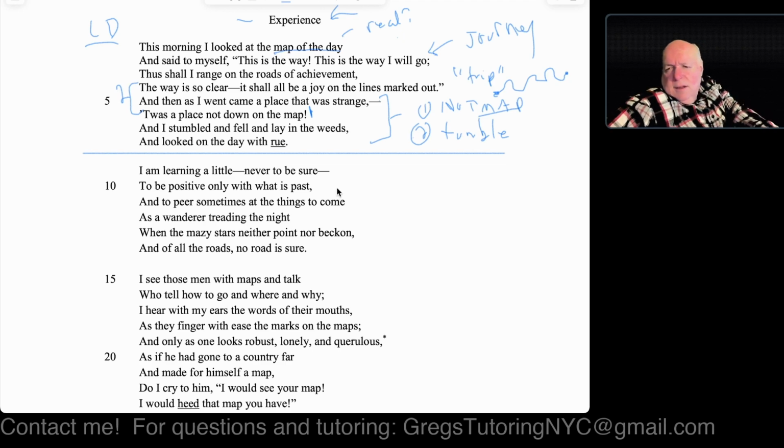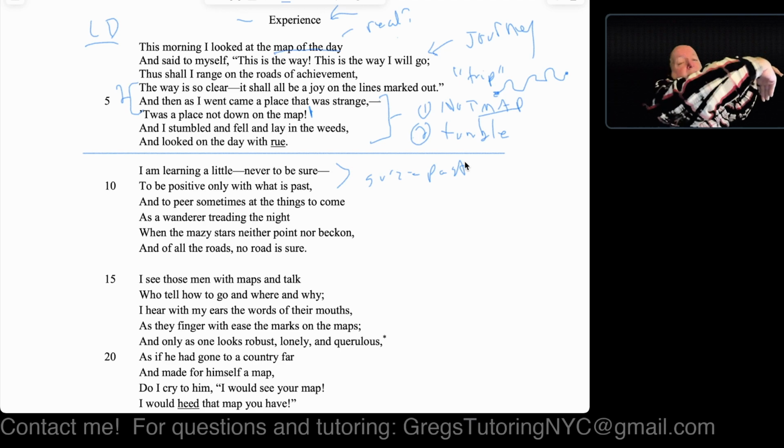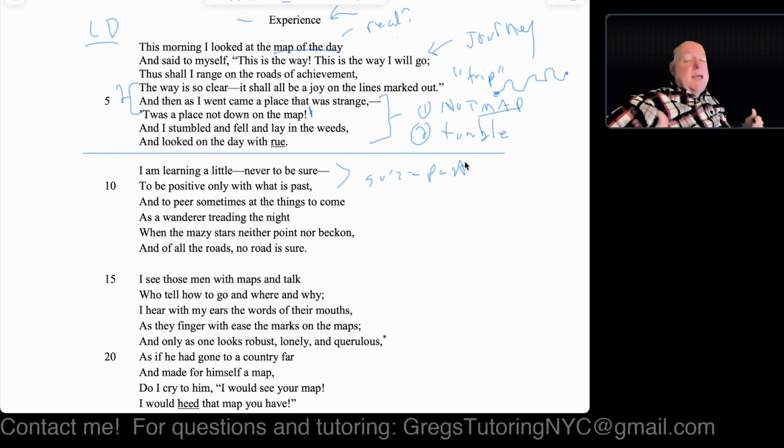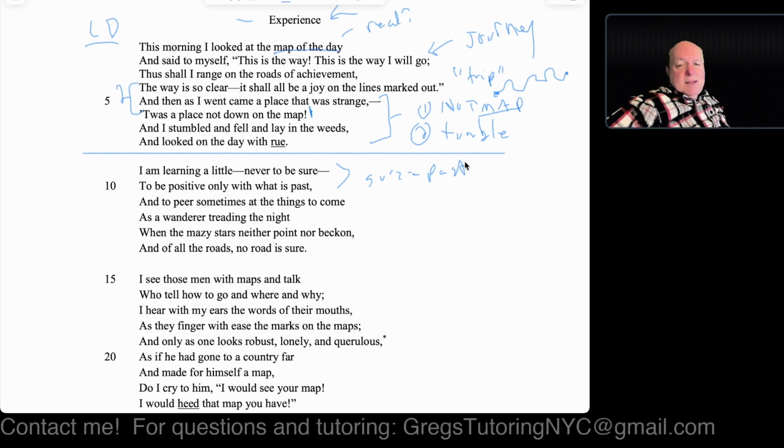I am learning a little, never to be sure, to be only positive with what is past. So if we kind of ricochet off the first stanza, the author set out a plan. It didn't go as planned. So the person is kind of saying here that the only thing that's sure is the past, right? What's going on now, we're kind of even not sure, and we're certainly not sure about the future. And the person's not saying not to plan, but the person's saying the dots of your life could be random and you don't know what's happening either as well, all right?